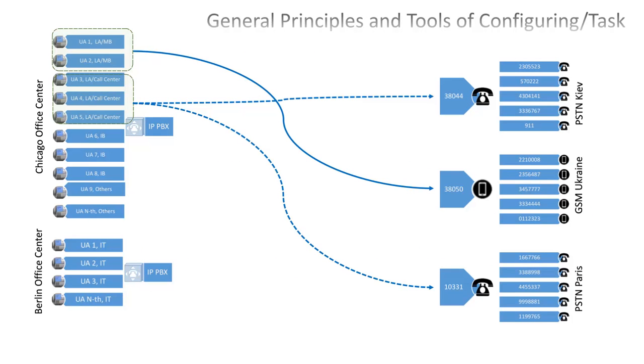Now let's review general approaches of how to make respective configuration with the use of authentication rules. Let's imagine that we need to route calls of the management board of our LA customer to GSM Ukraine with high quality of calls and to route the call center's calls of LA to PSTN Kiev and PSTN Paris at standard quality.